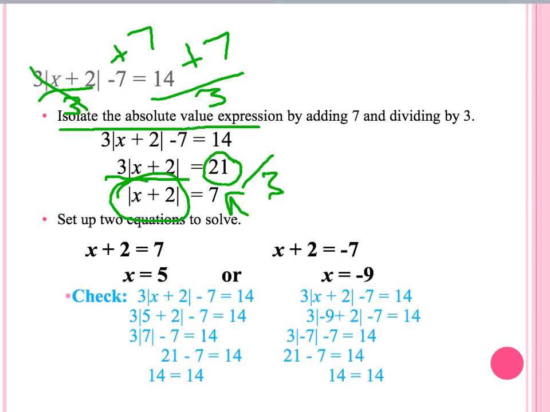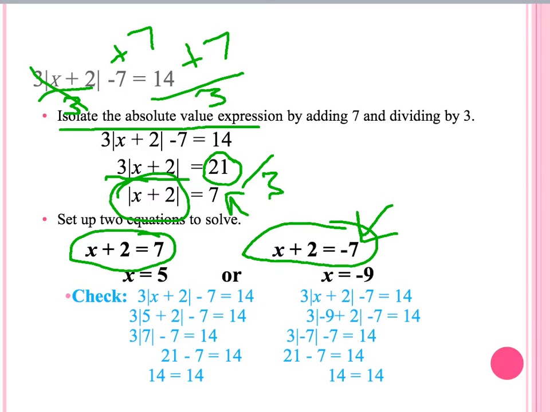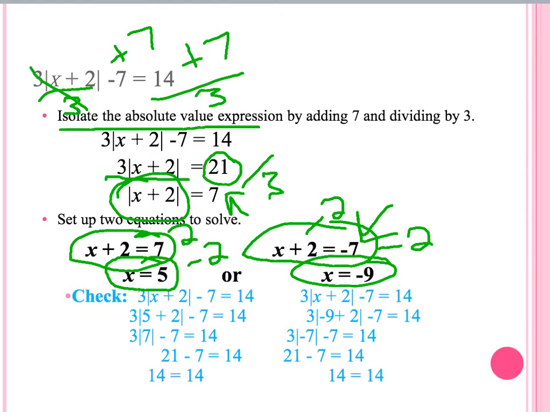The next step for an absolute value expression would be to set it into two equations. Our first equation would be x plus 2 equals 7, and our second equation would be x plus 2 equals negative 7. We solve this the same way. We will subtract 2 from both sides, giving us x equals 5. On the other side, we would also subtract 2, giving us x equals negative 9.